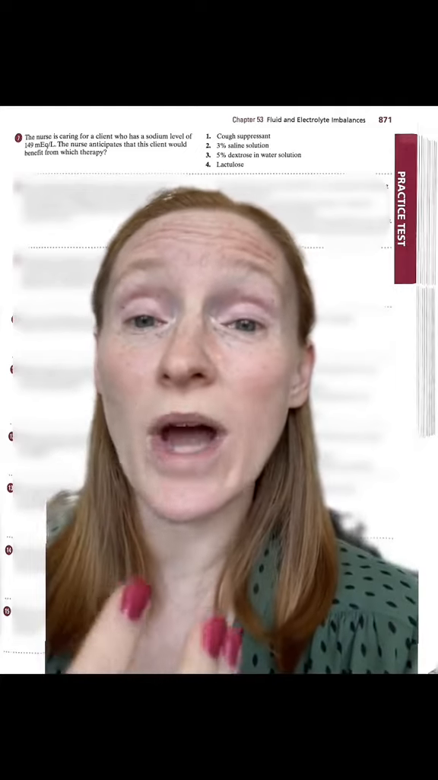And that's exactly what we want in this situation because that extra water is going to dilute the sodium that's present with our hypernatremia. So this seems like a really solid answer, but let's check number 4 just to be sure. Lactulose is something we'd give for constipation. That makes number 3 our answer.